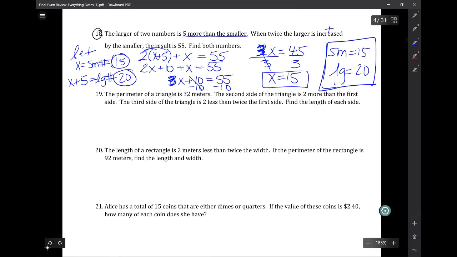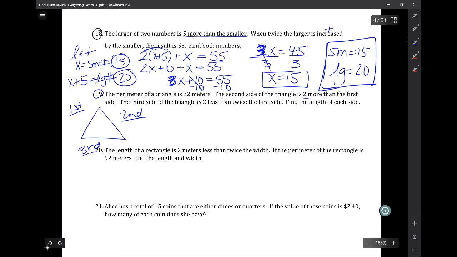Okay, I am going to do number 19 as well. Perimeter. So perimeter, remember, is like a fence or the outside distance around the outside edge of a shape. And in this case, it's a triangle. It says the perimeter of a triangle is 32 meters. The second side is 2 more than the first side, and the third side is 2 less than twice the first side. So both the second and the third sides of our triangle all relate back to the first.